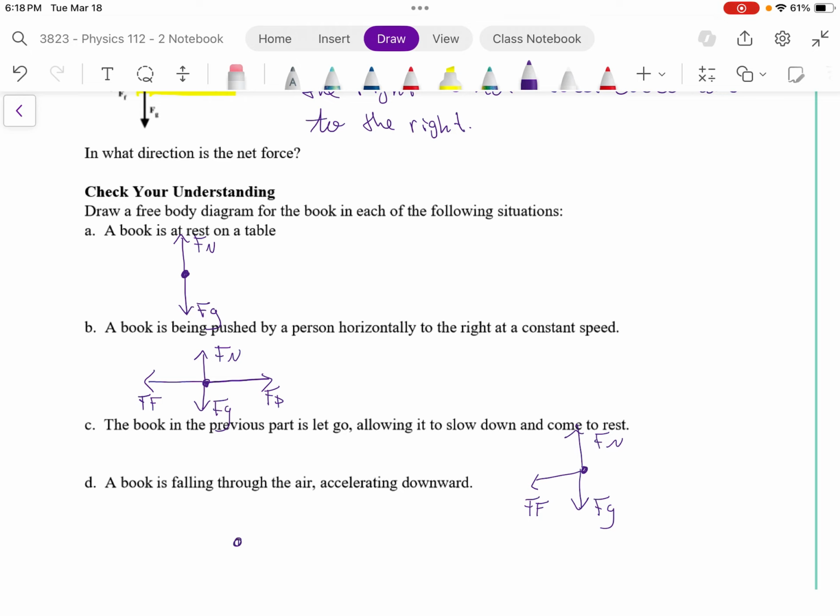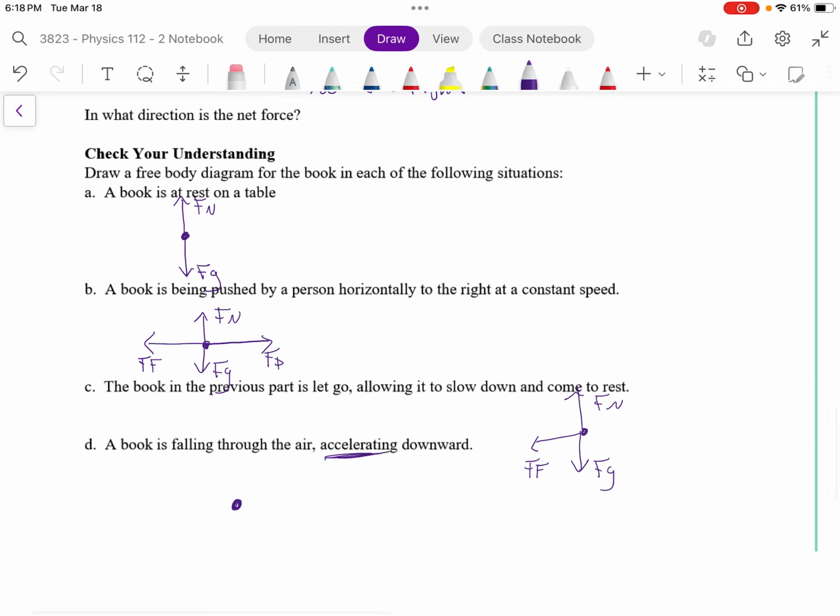Finally, in D, the object is falling through the air, and it's accelerating downward. So that means the downward force of gravity has to be bigger than the upward force of air resistance.